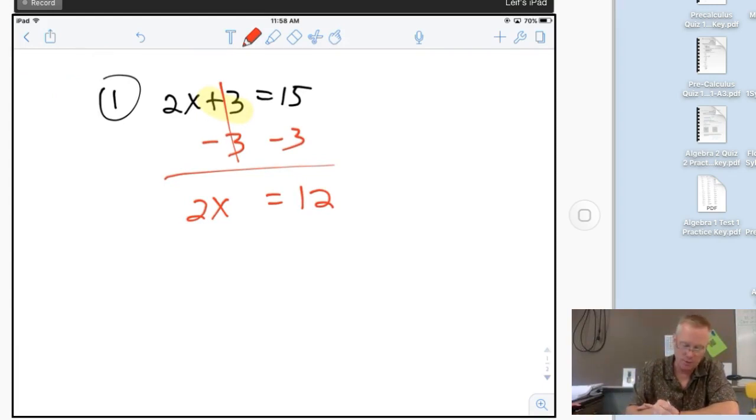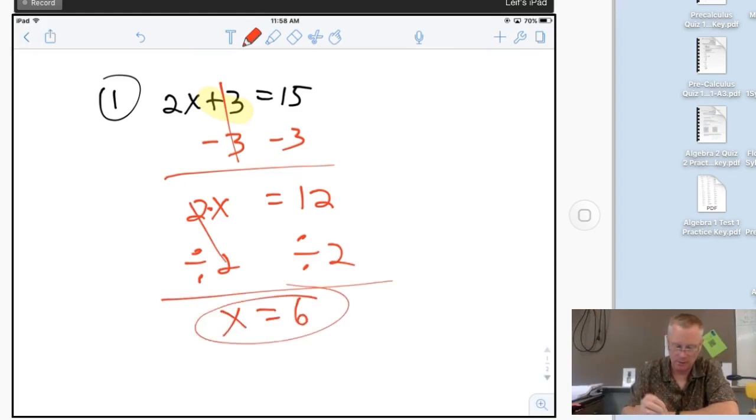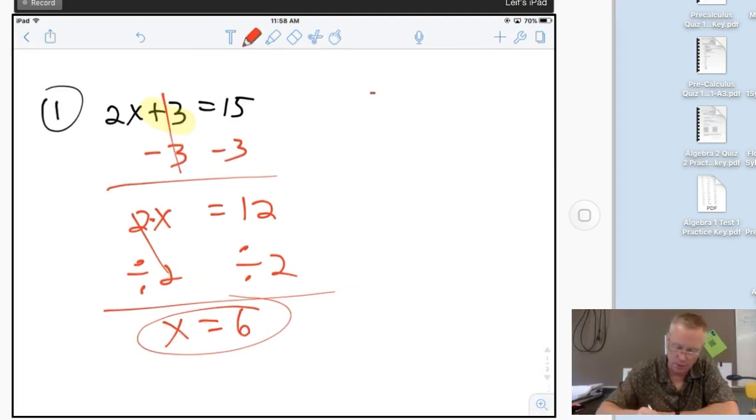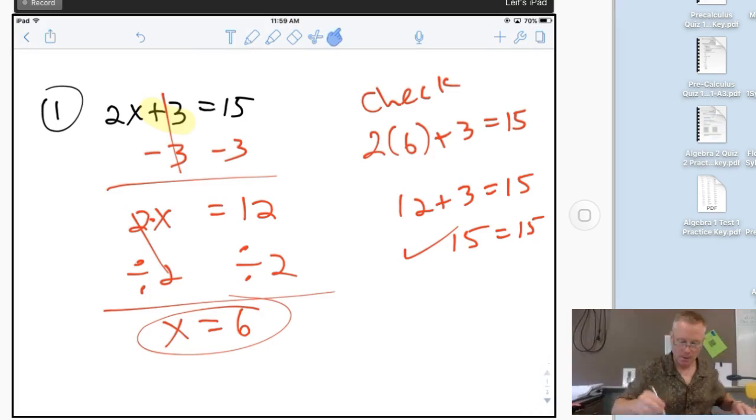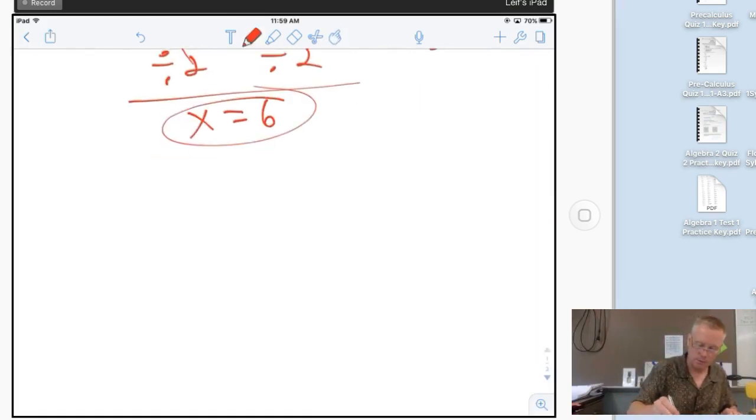Remembering there's multiplication between the 2 and the x, so we're going to divide by 2. Those cancel. I'm left with x equals 6. You could always check your answer too by plugging it in. 2 times 6 plus 3 better equal 15, or I've made a mistake. So if it's a test, it's really worth your while to go through and check your answers, okay? And I got something equaling itself. If I got 12 equals 15, or two things that don't equal each other, then I would know I made a mistake. All right, number 2.